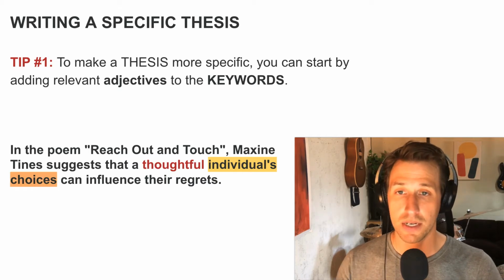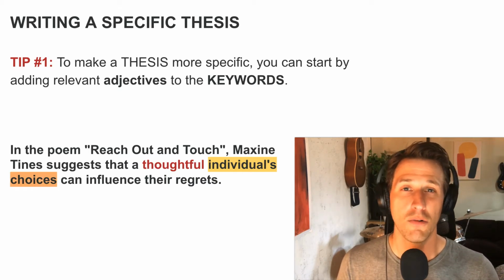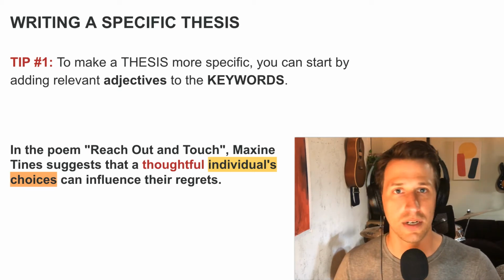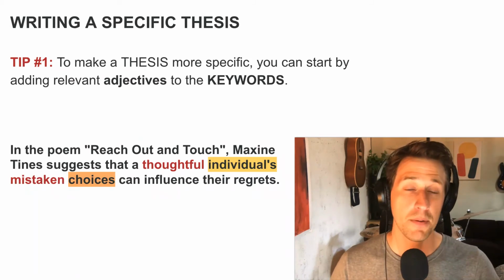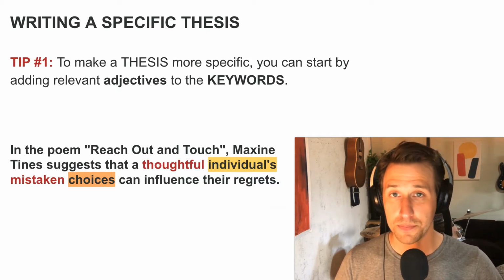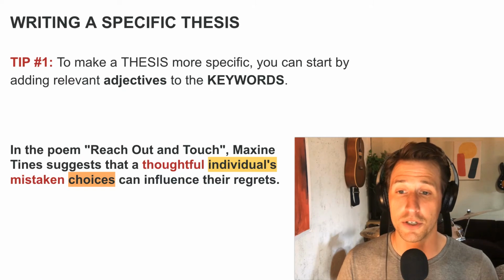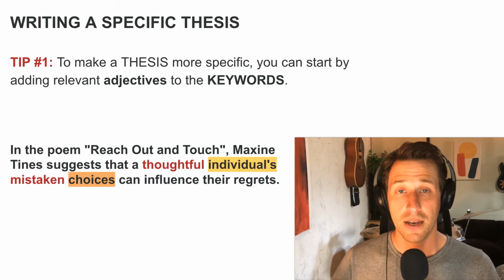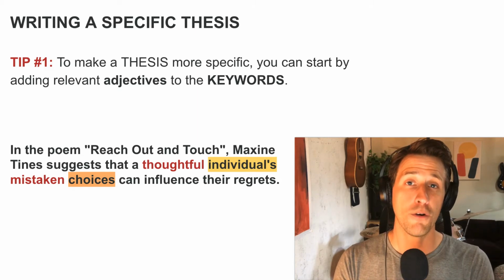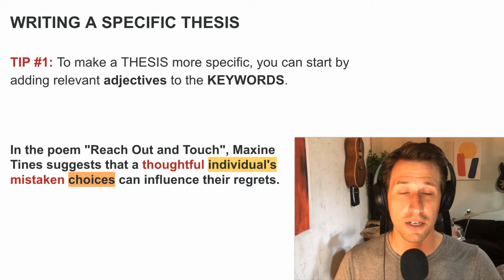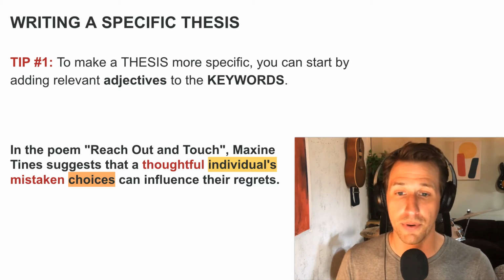What about another keyword? Choices. What type of choice was that for her? I mean, we could say that was a quick choice, a rash choice. What type of choice? Maybe a mistaken choice. Like, it's not the one she wishes she had made. So we're already a little bit more specific here. We know what type of individual, we know what type of choice, and this is that much more focused on and related to Reach Out and Touch. Like, this might not apply to some other things we've read at this point.